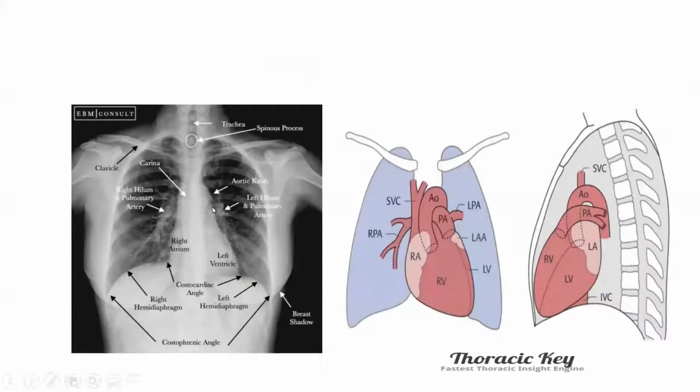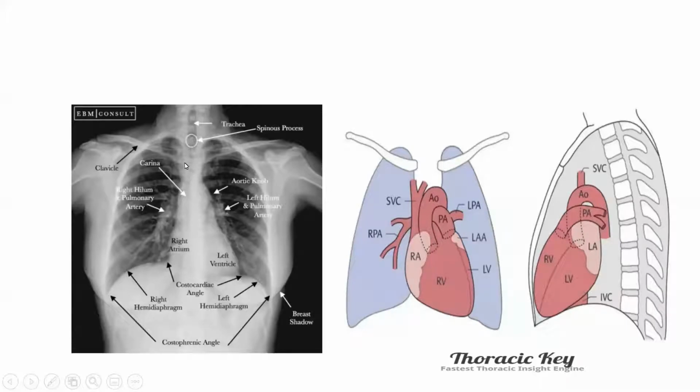Now look at this one here. This is a chest X-ray in the PA projection. It is important we know this cardiac silhouette. What is it composed of? The right border, the left border, and the inferior border of the heart.